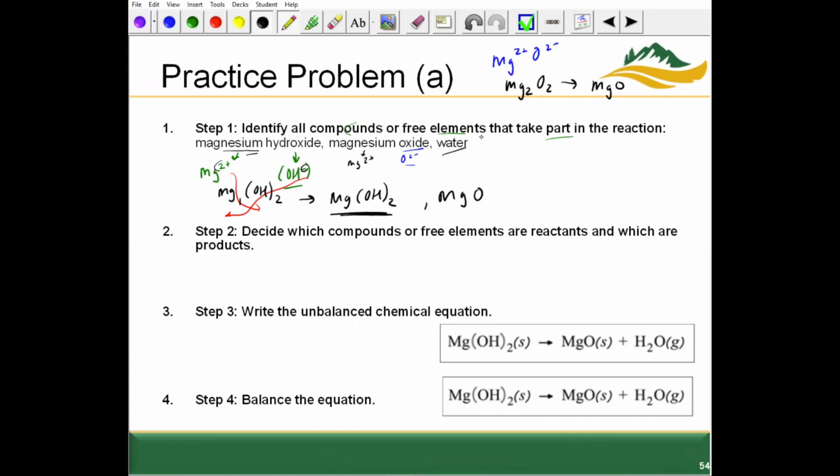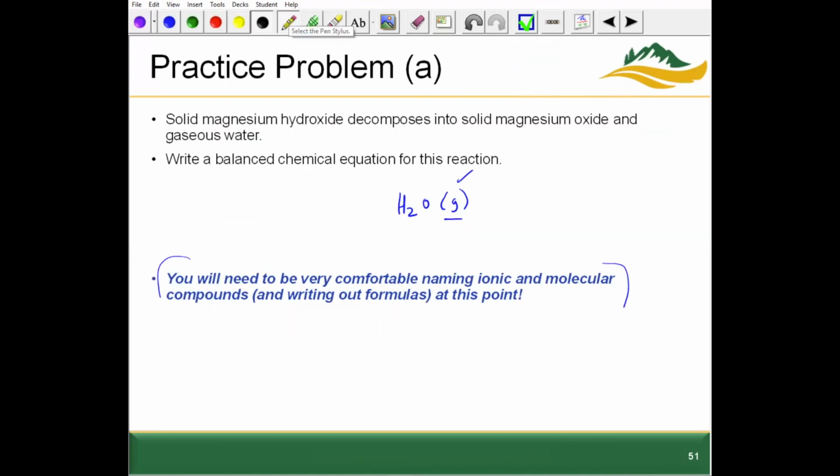Then lastly, we have water. So you should have this memorized, so H2O. Step 2, decide which compounds or elements are reactants and which are products. We need to go back to the description here. So solid magnesium hydroxide decomposes into magnesium oxide and gaseous water. So magnesium hydroxide decomposes. So this is our reactant. Then it changes into these products. It decomposes into magnesium oxide and water.